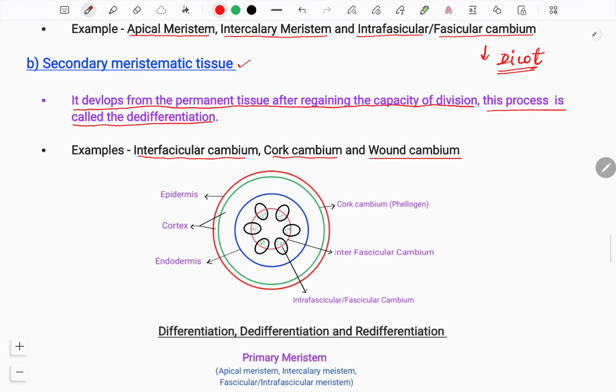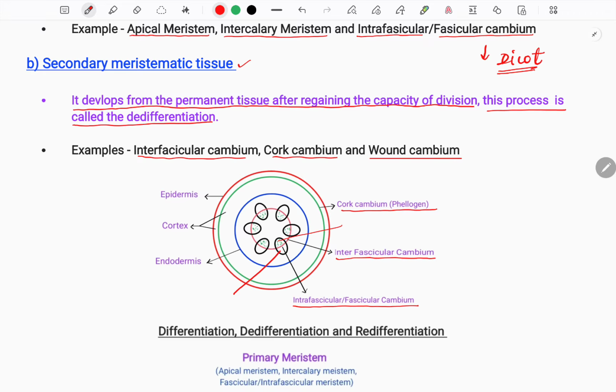In this given diagram, all the different types of meristematic tissue on the basis of origin are shown. This is the cork cambium, which develops from the cortical cells. This is the interfascicular cambium, which is present between the two vascular bundles. That's why it is called interfascicular. Fascicle means bundle. And the intrafascicular cambium is present inside the vascular bundle. This is the xylem and this is the phloem. So between the xylem and phloem, the intrafascicular or fascicular cambium is present.